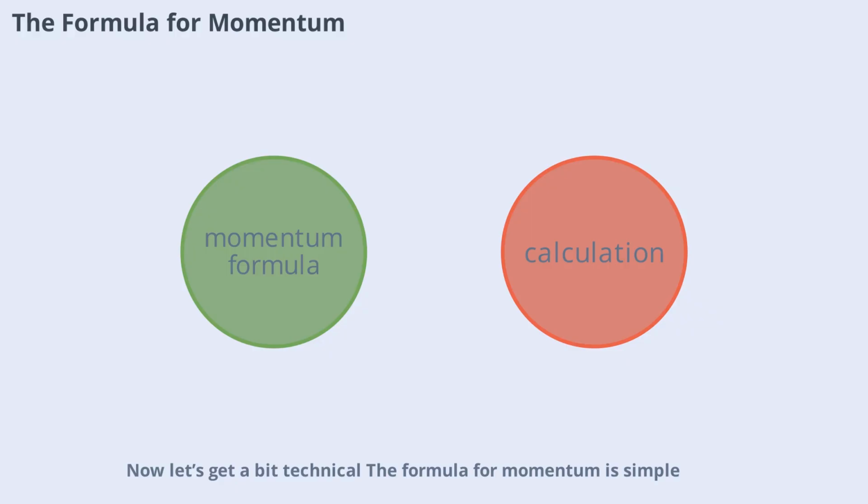The formula for momentum is simple. Momentum equals mass times velocity, or p equals m times v. Here, p stands for momentum, m is mass, and v is velocity. This equation tells us that if either the mass or the velocity of an object increases, its momentum also increases. This relationship helps us predict how objects will behave when they move or collide. Understanding this formula is the first step in analyzing more complex situations involving momentum.